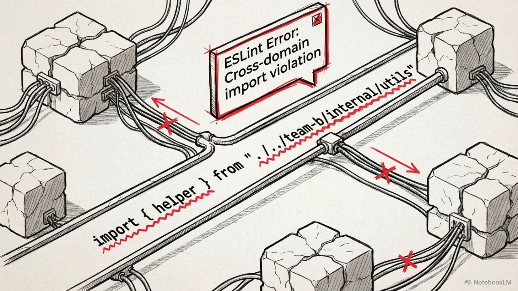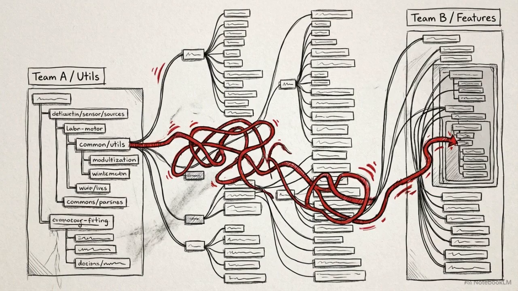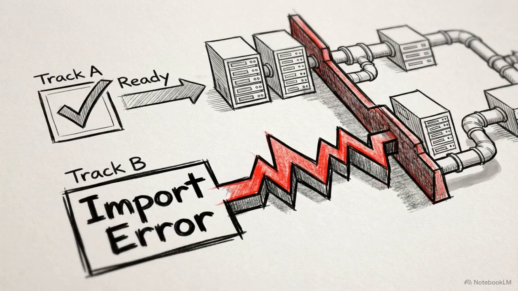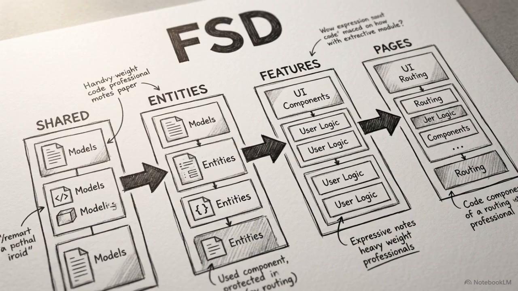The third requirement is internal code-based architecture. This addresses the danger of implicit coupling through deep imports. Implicit coupling occurs when a developer imports an internal utility file from another team's domain. That single import creates a hidden dependency that prevents either team from releasing code independently.